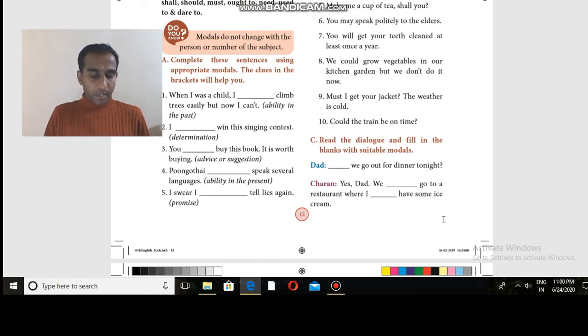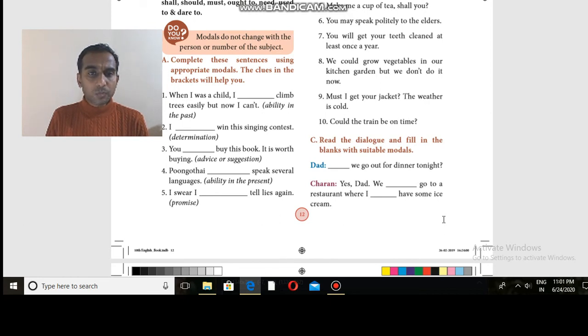The third one, you dash buy this book. It is worth buying. It is like giving an advice or suggestion. You shall buy this book. It is worth buying. So shall is the word which you use for giving an advice or suggestion.